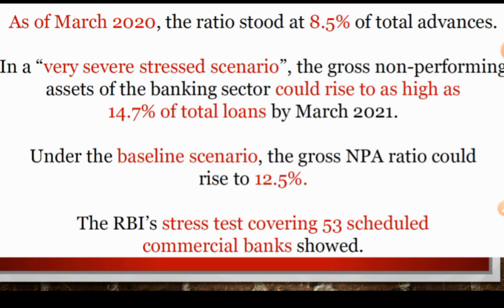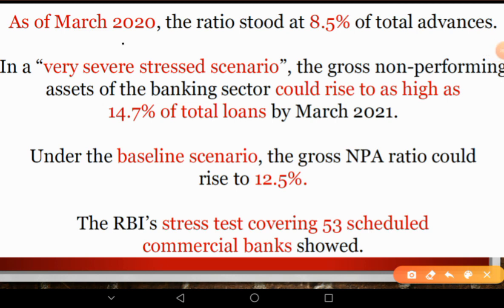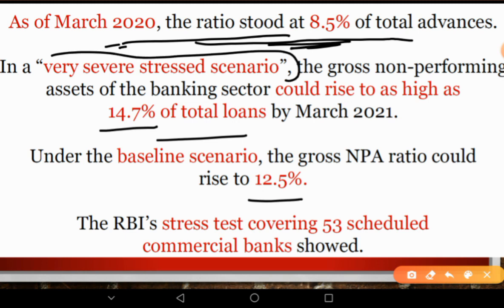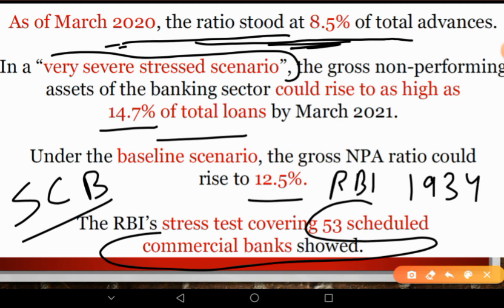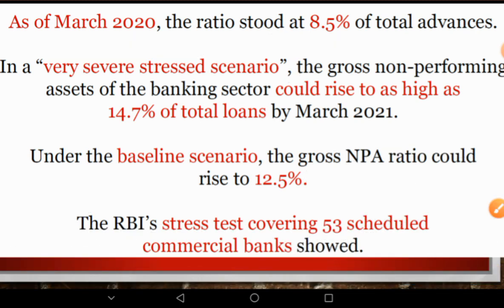Coming to the next point, here are some important points from the Financial Stability Report. The ratio of total advances stood at 8.5% in March 2020, but it will rise to 14.7% and 12.5% under the baseline scenario or the very severe stressed scenario. And the RBI's stress test covered 53 scheduled commercial banks. Now, what's an SCB? It comes from the RBI Act 1934. Any bank which follows this guideline and comes under the RBI Act 1934 is known as a scheduled commercial bank. Many RRBs and a few scheduled private banks also come under scheduled commercial banks.